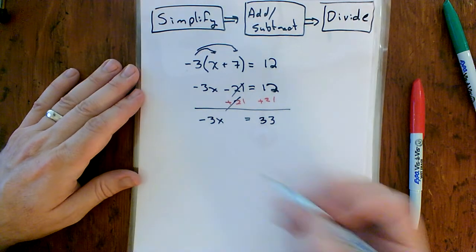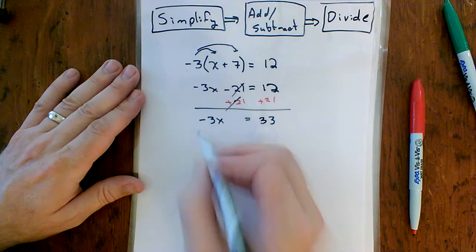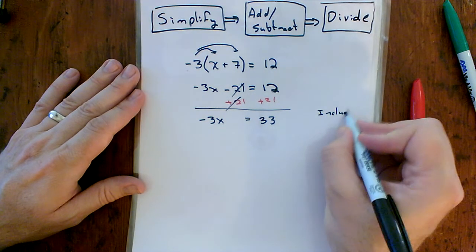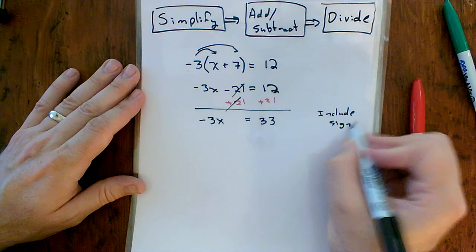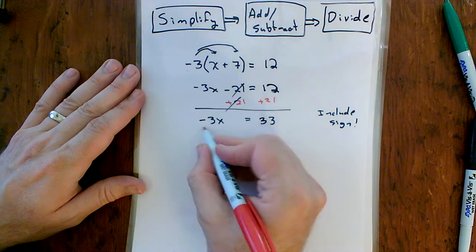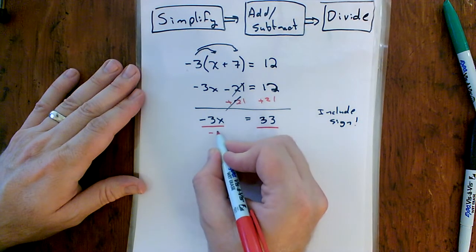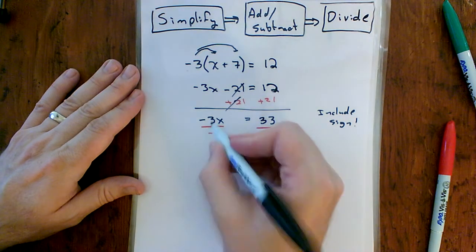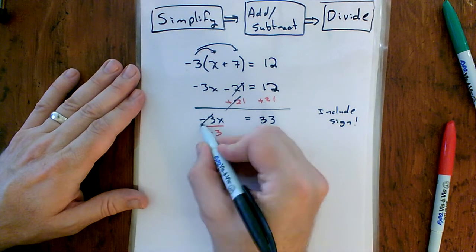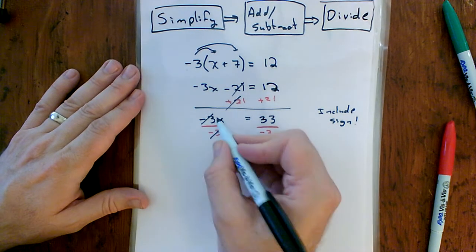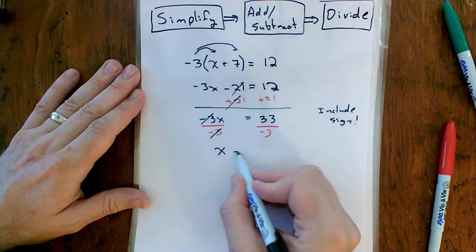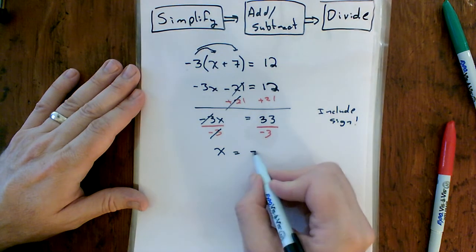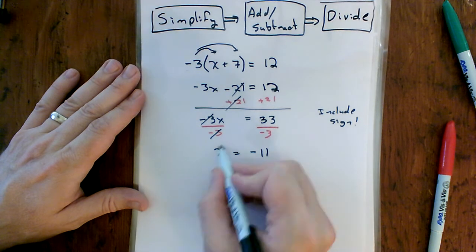And last but not least, we'll divide. We divide by that coefficient including the sign, because if you don't, you will be left with something that won't quite work. Here, negative divided by negative is positive. So -3 divided by -3 is 1. So we'll just have 1x. And 33 divided by -3, positive divided by negative is negative. And that looks like it's going to be -11.